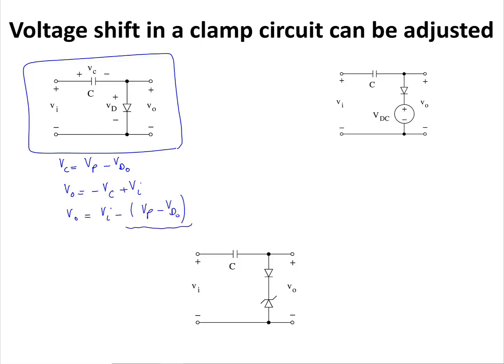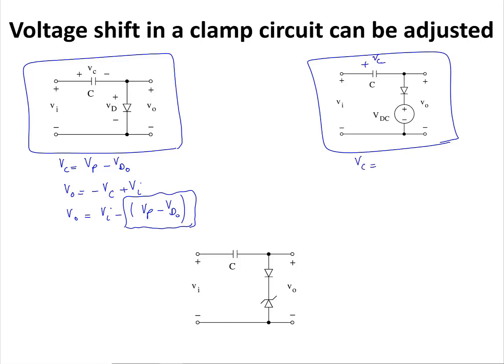So Vout is going to be equal to Vi minus this DC value. Now we can change the amount of DC shift by adding a DC source in series with the diode, and in this circuit the capacitor is going to charge up to the Vpeak value minus VD0 plus VDC. Then when the capacitor charged up to this value, the diode is going to turn off, and Vout is going to be equal to negative VC plus Vi.